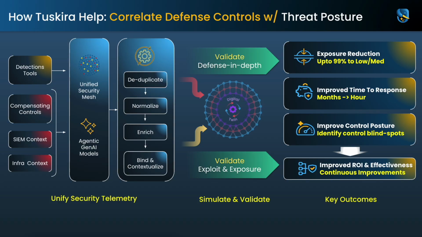All of this data is analyzed and contextualized by the platform's AI models and then turned into a digital twin. That digital twin is the heart of how Tuskira is able to use its AI agents to reduce noise, validate defenses, improve security posture, and reduce the time to mitigate or remediate issues. Now, with that context, let's take a look at the platform.